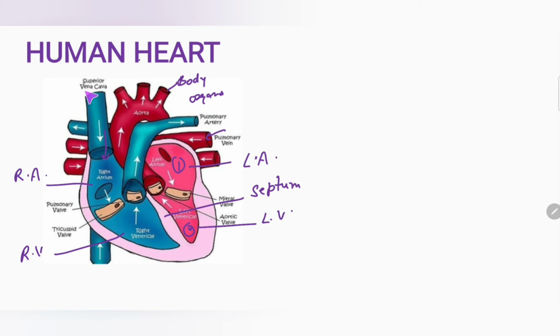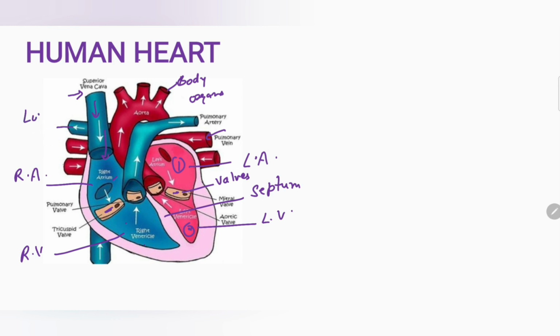And from the body organs, the deoxygenated blood comes through this vena cava to the right atrium. This is the right atrium, you can see. When it relaxes, it comes here, and then when it contracts, the blood goes into the right ventricle, and these are the two valves. So these are the valves we have inside the heart, which prevent the backward flow of the blood. And from the right ventricle, the blood goes for the purification through the pulmonary artery into the lungs.